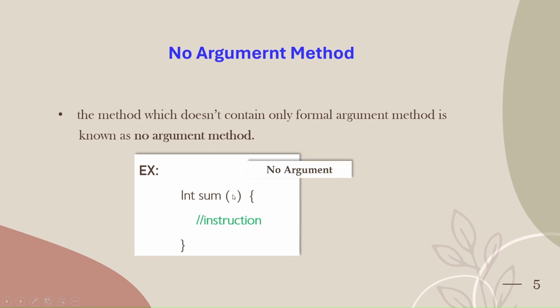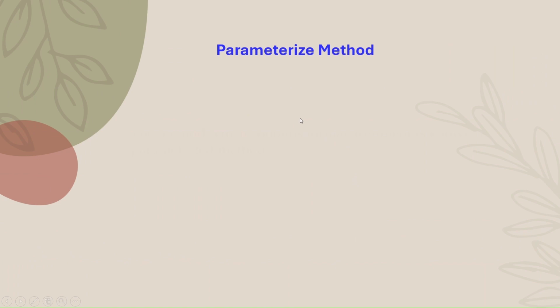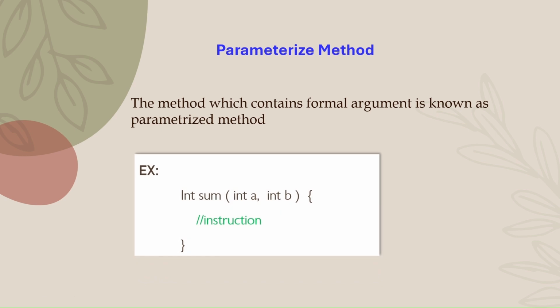As you can see here in this image, the method in which variables are not created inside the parentheses is considered a no argument method. So the next one is a parameterized method. The method which contains formal arguments is known as a parameterized method. As you can see in this example, int sum with int a, int b in the parentheses, and then the block of the method instructions.